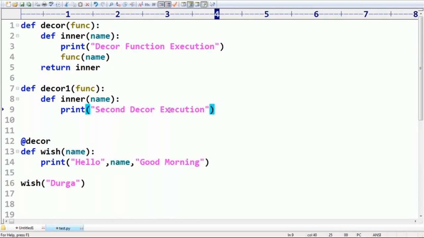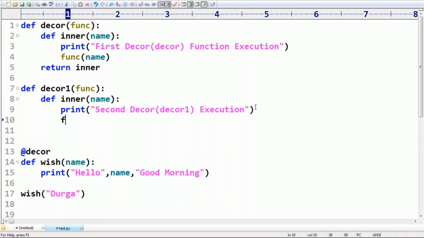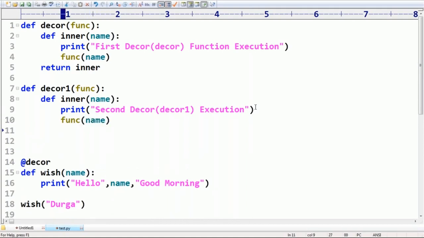Second decor means here decor1. Assume that decor1. Here, first decor execution, just for the flow purpose I am taking. First decor means decor, second decor means decor1. Decor1 execution, like that. Next, after completing, let me call that function by passing name as the argument, and return inner, like this I have to take.